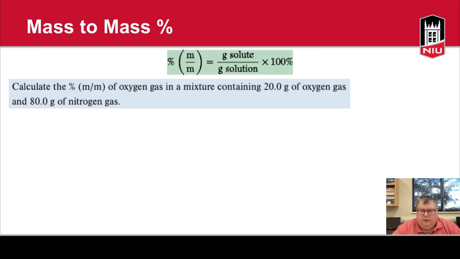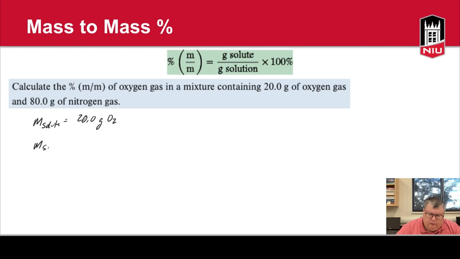Mass to mass percentages are another way that we can express solution concentrations. This is the mass of the solute, grams of solute, over the mass of the solution in grams times 100. So let's do a problem. Calculate the mass to mass percent of oxygen gas in a mixture containing 20 grams of oxygen gas and 80 grams of nitrogen gas. So now we've got the mass of our solute is 20.0 grams of O2.